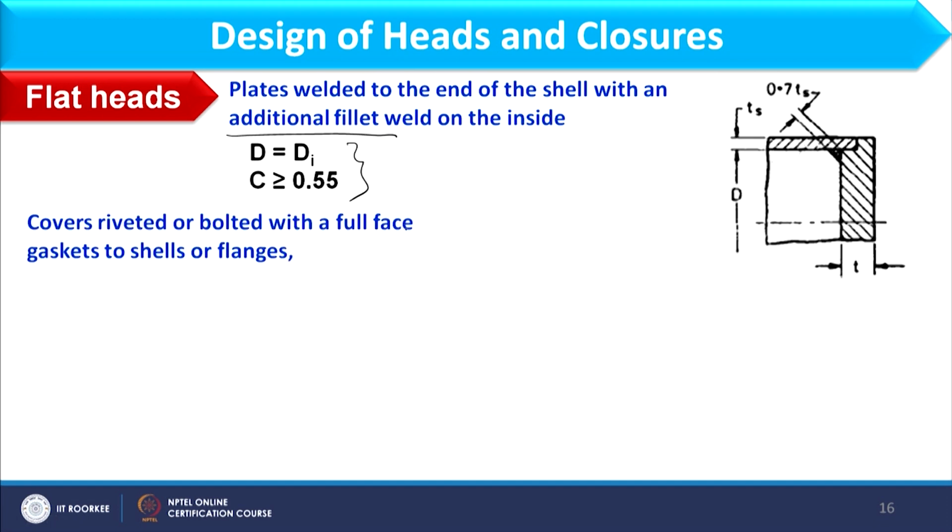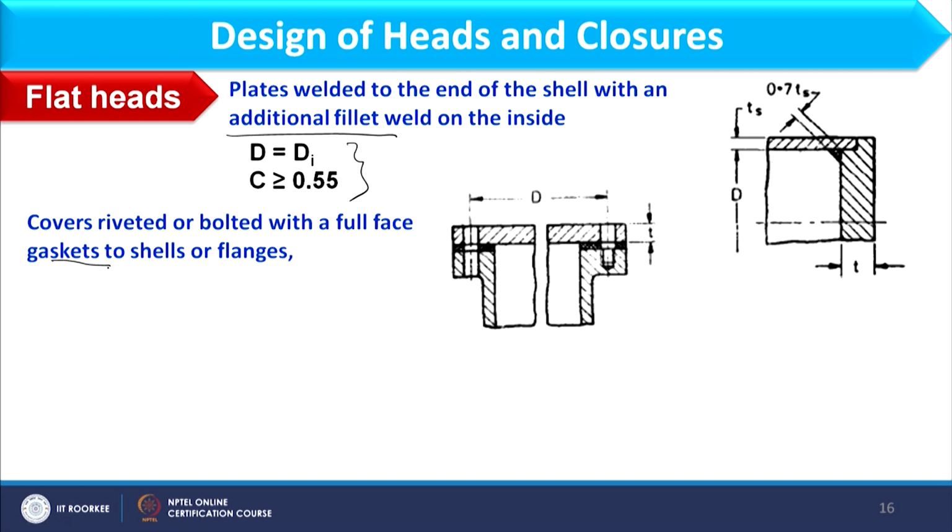Now the next I have is covers riveted or bolted with a full face gasket to shells or flanges. So this connection looks like this, where I have this flange section. A flange is basically used to join two parts having the same diameter. In detail, the flange design will be discussed in week 3. But for the time being, you can understand that it will be used to connect pipes of the same diameter.